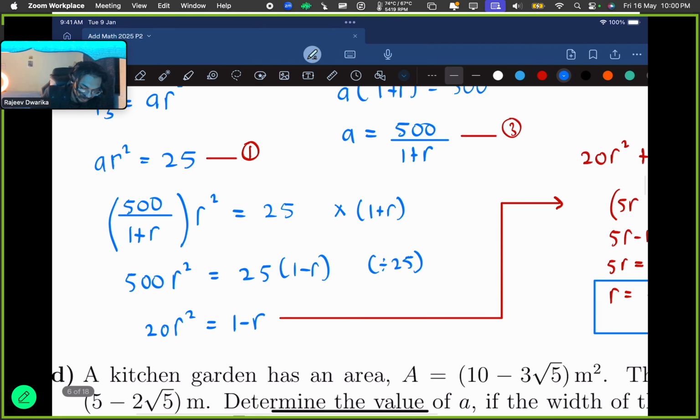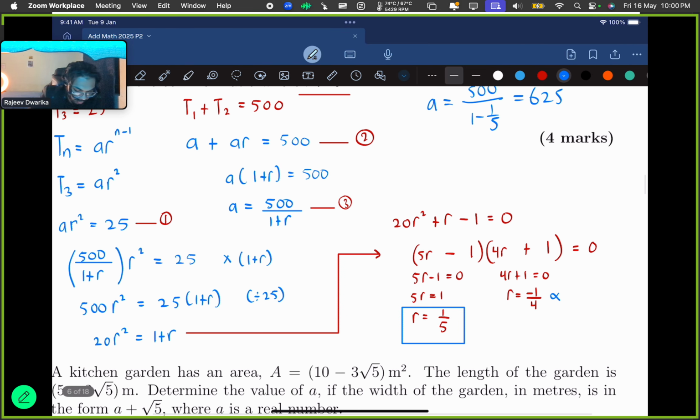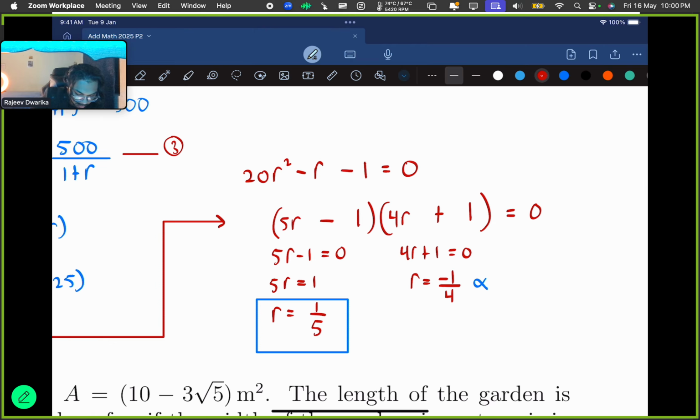And so you're really supposed to end up with 20R squared is equal to 1 plus R. So that'll be 20R squared minus R minus 1, both of them going to be negative. If that is the case, you're going to end up with a negative.